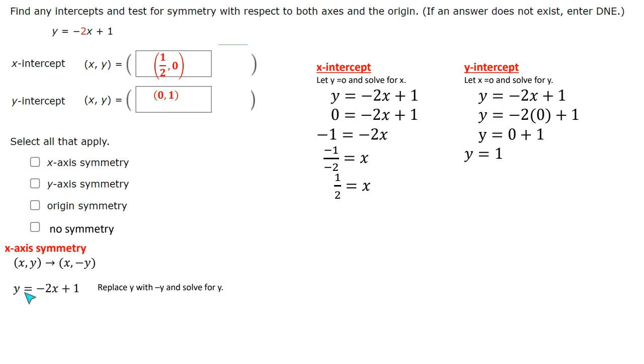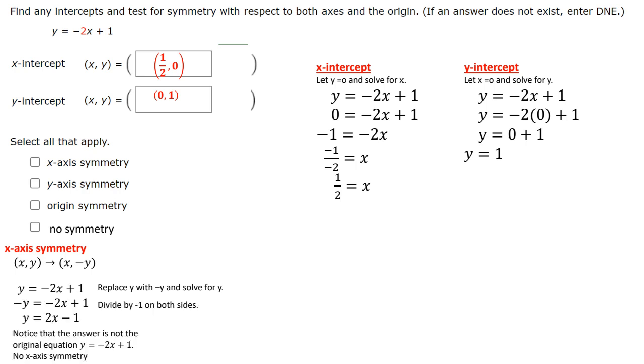So in the equation, this is my original equation. I'm going to replace this y by a negative y. Okay, so I've done that here. And then we're going to solve for y. If I divide by -1 across, then I get y is equal to 2x minus 1. In order for it to have symmetry in the x-axis, this equation has to match your original equation. Our original equation was y equals -2x plus 1, and the result after we switch the y value is y equals 2x minus 1. These two equations are not the same. Therefore, we say that there's no x-axis symmetry.